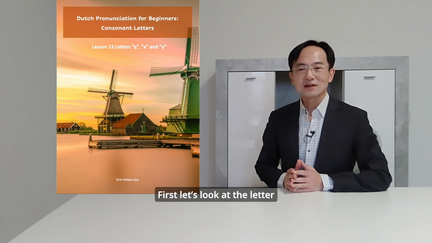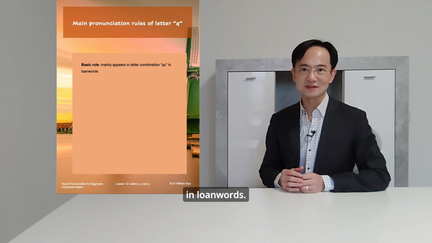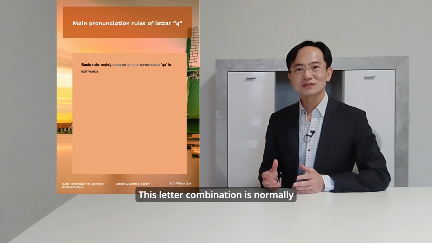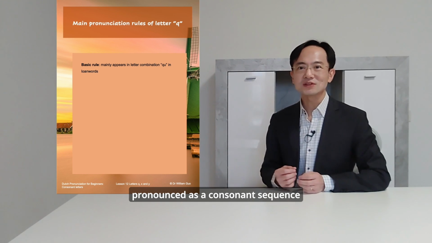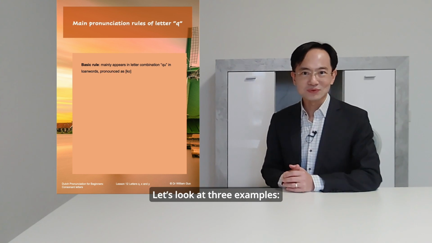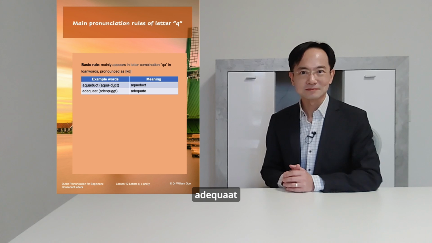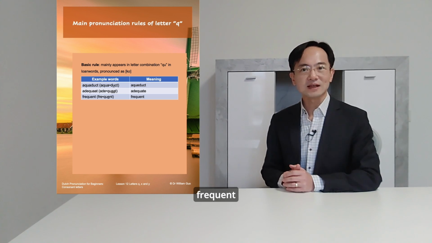First, let's look at the letter Q. It mainly appears in the letter combination QU in loanwords. This letter combination is normally pronounced as a consonant sequence KW. Let's look at three examples. Aquaduct, adequat, frequent.